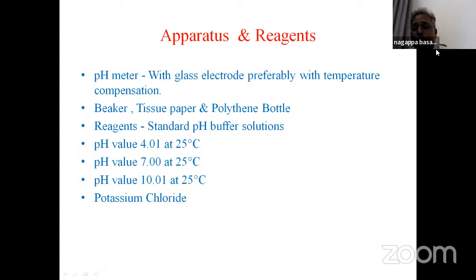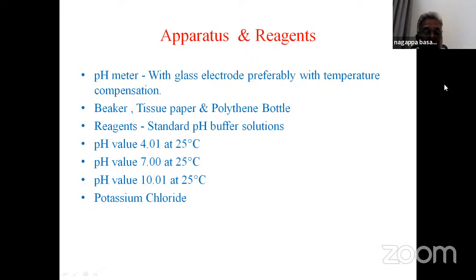After ensuring that my meter is working, only then you have to start analyzing the samples. If calibration is not done, don't use that meter for the analysis. Take 3 buffers, 4, 7, and 10, covering the acidic range, neutral range, and basic range.